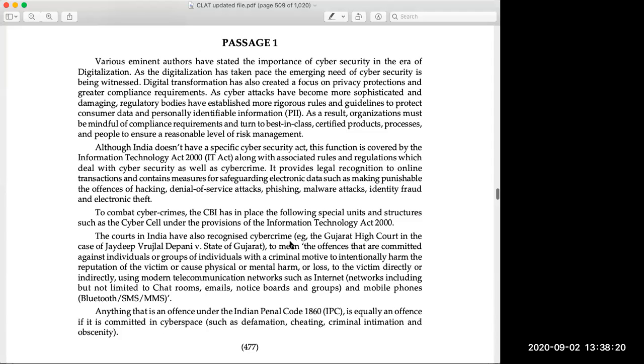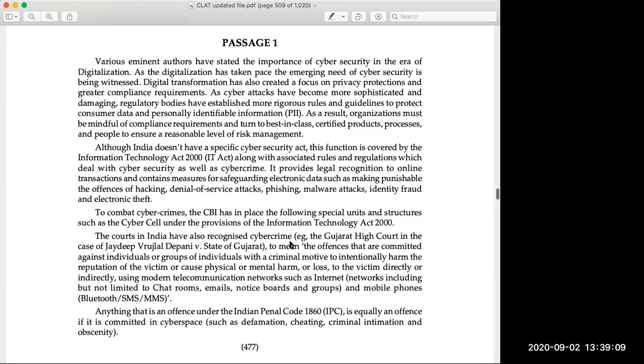The courts in India have also recognized cyber crime. For example, the Gujarat High Court in the case of Vrujlal Dipani versus State of Gujarat held it to mean offences committed against individuals or groups of individuals with criminal motives to intentionally harm the reputation of the victim or cause physical or mental harm or loss to the victim directly or indirectly, using modern telecommunication networks such as internet networks, including but not limited to chat rooms, emails, notice boards and groups, and mobile phones, Bluetooth, SMS, MMS, anything that is an offense under the Indian Penal Code 1860.